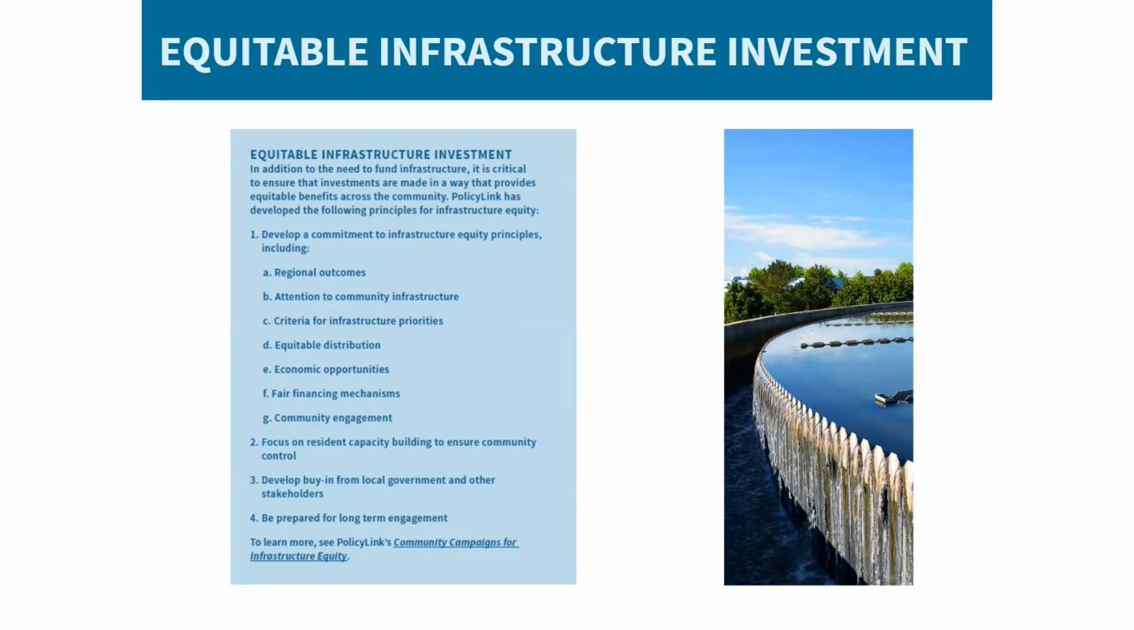It is essential that infrastructure investments are made in a way that provides equitable benefits across communities. River Network partner and network member PolicyLink outlines several key considerations to ensure infrastructure investments are equitable across and within communities, including development and commitment to infrastructure equity principles and resident engagement, and capacity building to ensure community control.